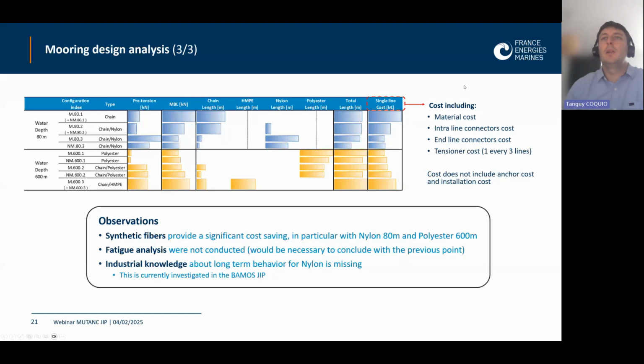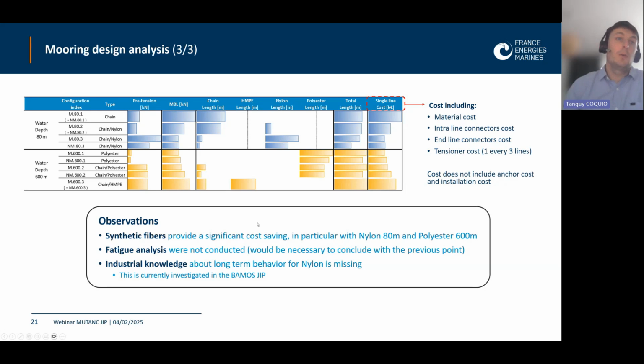If we look very quickly at the cost, so the costs were computed for each line with a macro model, so very simplified model, including the material cost, the connector cost, and the tensioner cost, one every 3 lines. And you have to know that cost does not include anchor cost or installation maintenance cost at all at this stage, but we will see that later at the end of the presentation. And here you have a short overview of the composition of each system with the pretension, the MBL, the chain lengths, the length of each section, and the global impact on the cost. So having an important MBL for the chain is leading to the most heavy costed line system, is the thing you can remark here.